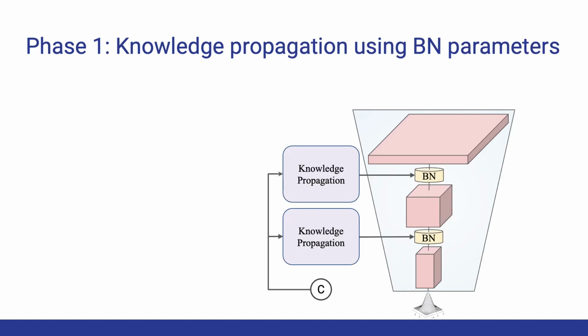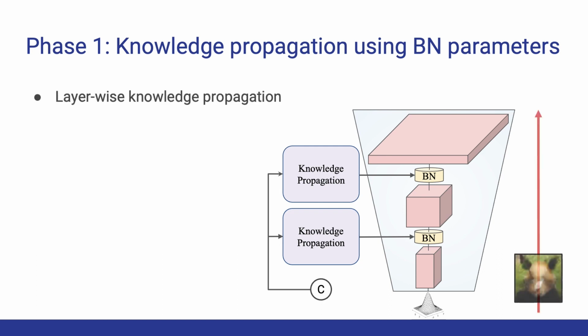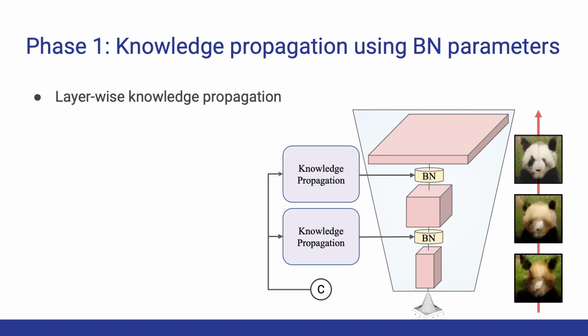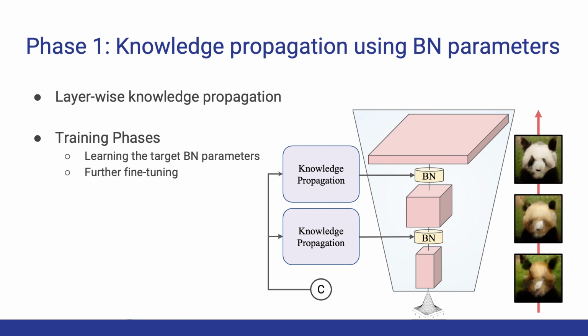We introduce a knowledge propagation block that receives the target class index as input and returns the corresponding batch normalization parameters. For each layer of the generator, we use a different block so that the target classes could borrow layer-specific knowledge from source classes depending on the features each layer represents. Our training pipeline consists of two phases. First, the target batch normalization parameters are learned, and then the generator is further fine-tuned on the target data.